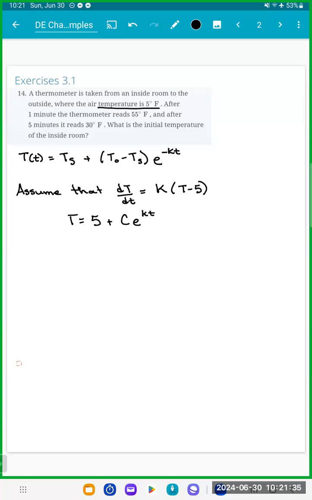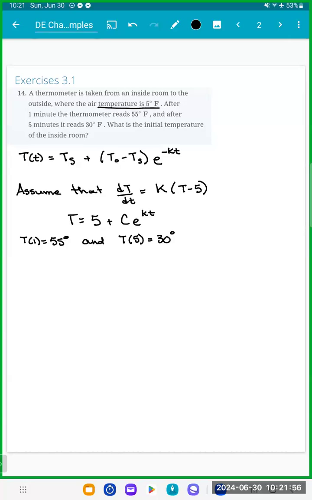And our initial conditions, right? We were given that T of 1 was 55 degrees and T of 5 is equal to 30 degrees, right? So after 1 minute, it's 55 degrees. After 5 minutes, it's 30 degrees.